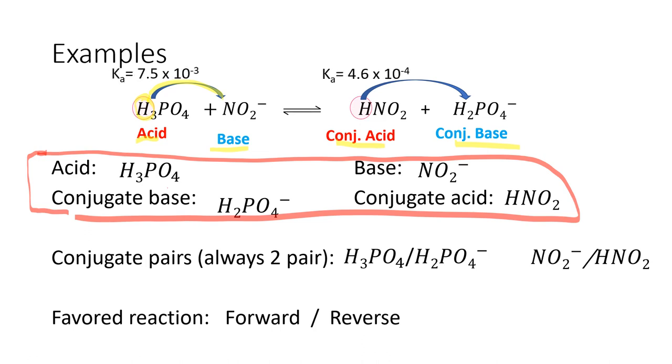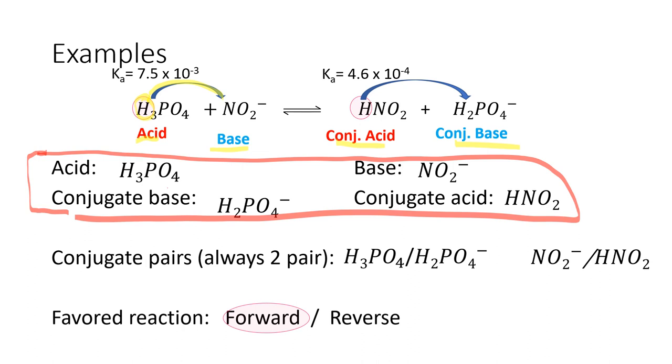So again, let's look at the favored reaction. If I give you those Ka values, which you could look up on the chart, you'll notice that the acid is stronger than the conjugate acid. That means in this case, the forward reaction will be favored.